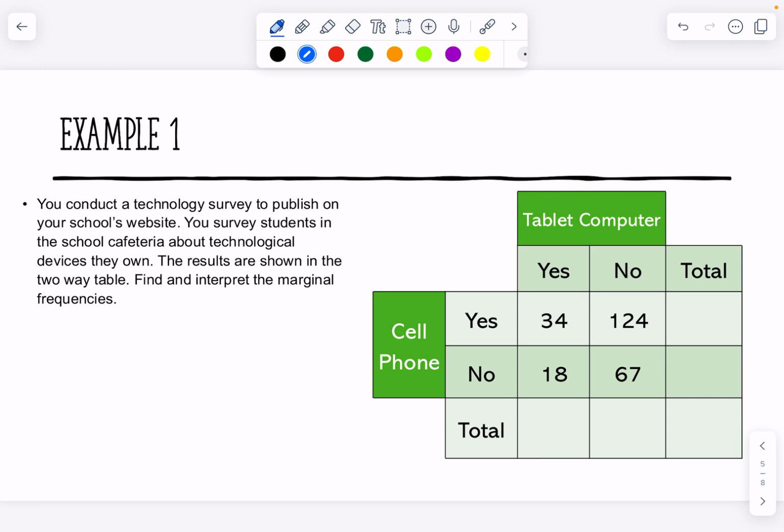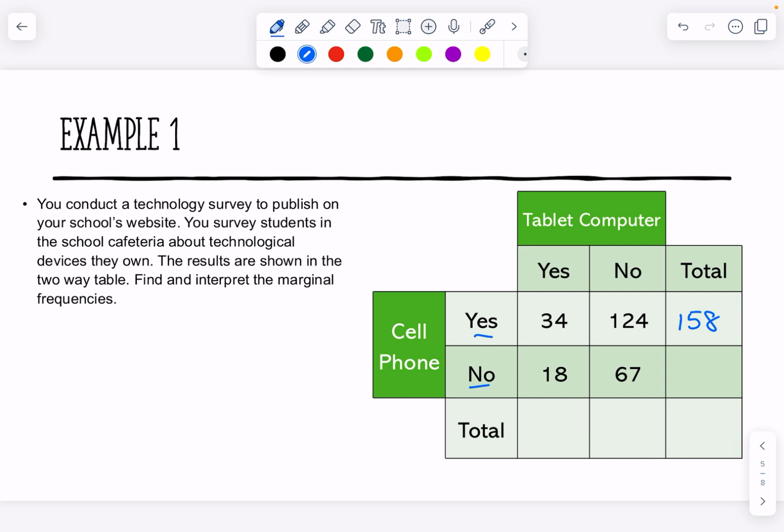So all I have to do is essentially add up each row for the cell phone. If I'm looking at the cell phone categories, that is these, the yeses and the no's here, I'm going to add up each row here. So if I try to figure out the total number of people that have a cell phone, I have to add 34 and 124 to get 158.